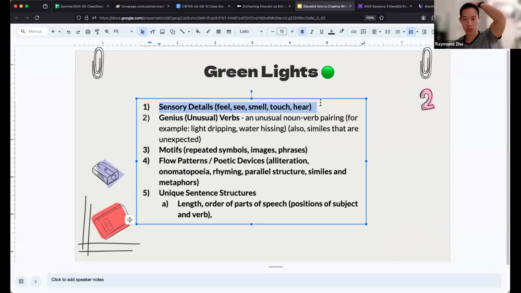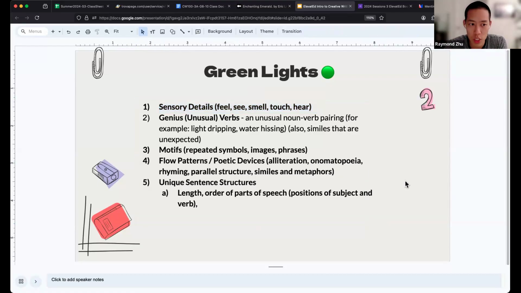Motifs, so repeated symbols, images, and phrases, right? That's what we're going to be looking at today. Flow patterns, poetic devices, and then unique sentence structures. So you can vary your sentences by lengths. You can make them longer and shorter. It's good to have a mix. And you can also reorder the parts of speech. So sometimes you'll have subject and verb at the beginning. Sometimes you can have it at the end. Sometimes you can have the subject very far from the verb or before or after the verb. All these different things you can vary just to keep the reader engaged. Any questions about the green lights?